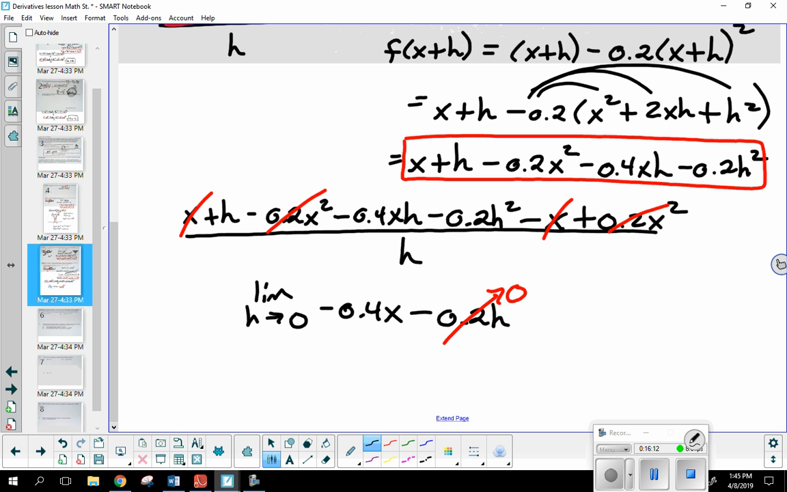Oh, I forgot one. I'm sorry. Did anybody see what I did? I forgot about this h over here. So h divided by h, that would actually be a 1. I'm sorry, so I forgot an h. Is everybody okay with that? So it actually should be 1 minus 0.4x. That should be my derivative.